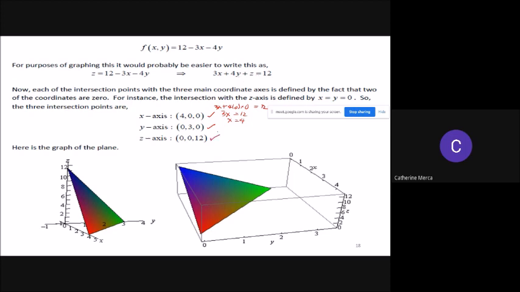And how do we sketch those points? On the x-axis, you will have (4, 0, 0). So, it is your x-axis, x is 4, then y is 0. This is the point. And at the y-axis, you have (0, 3, 0): 0 for x, 3 for y, 0 for z. And at the z-axis, x is 0, y is 0, and z is 12. This is the point.